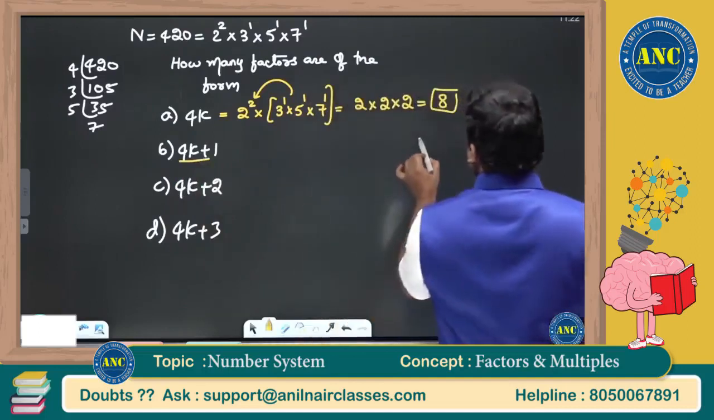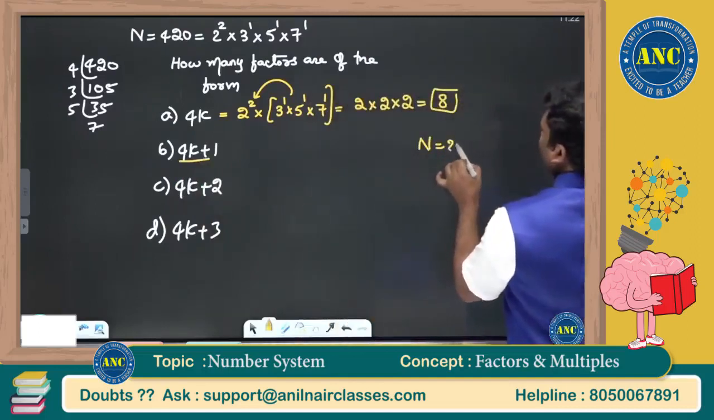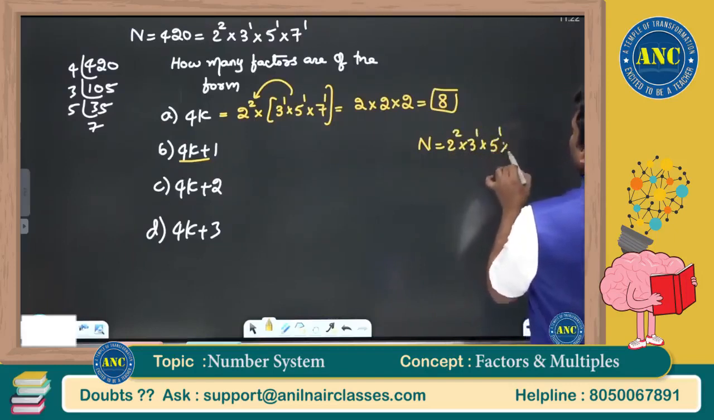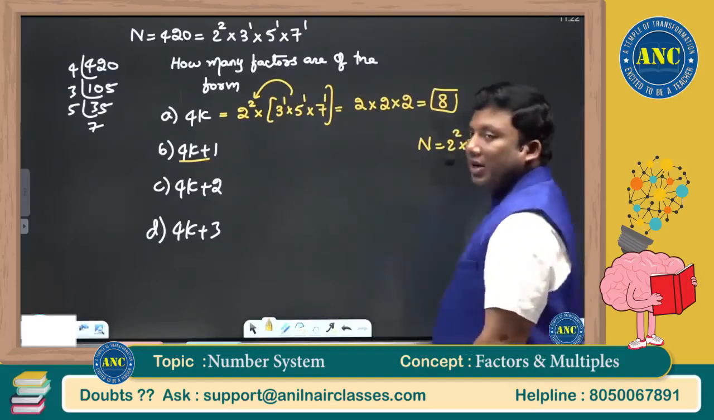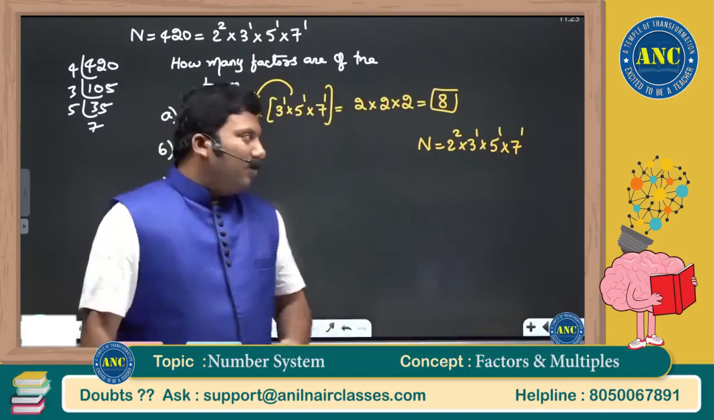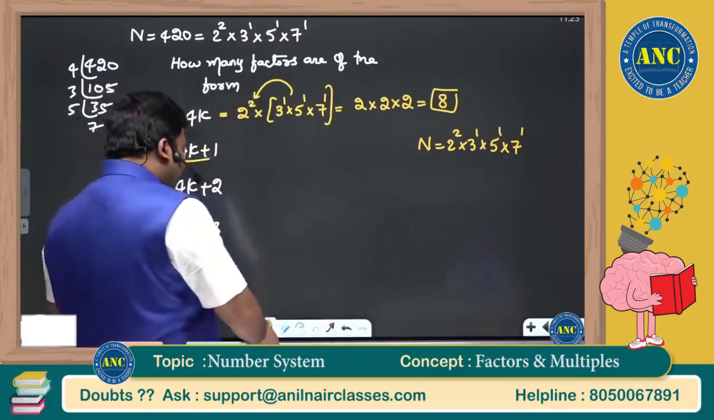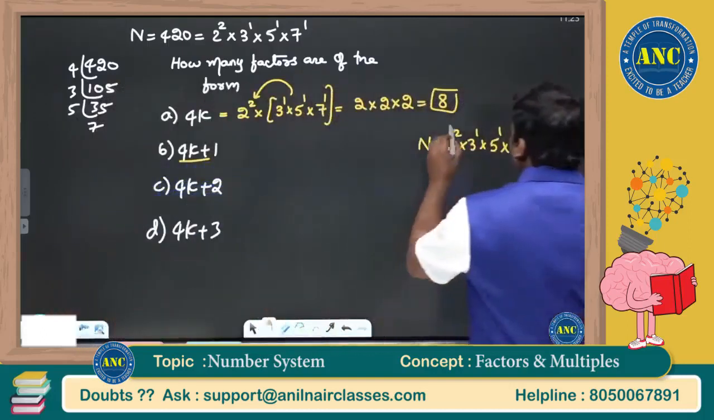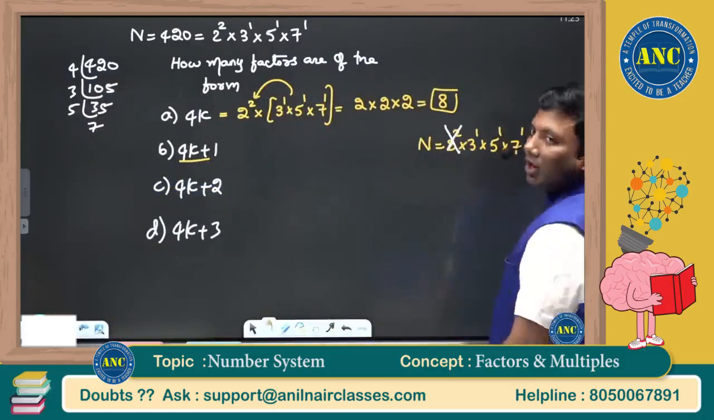4k plus 1. Now see here. N is equivalent to 2 square into 3 into 5 into 7. 4k plus 1 means when it is divided by 4, it gives a remainder 1. That means it is not divisible by 4, so powers of 2 are out. Are you all with me?